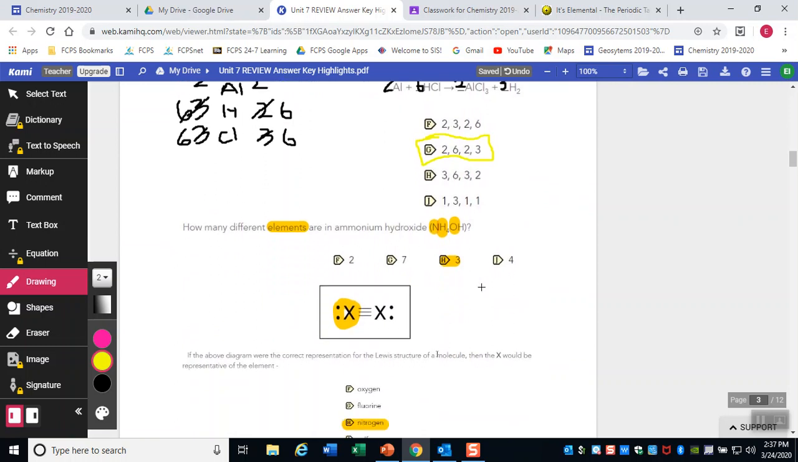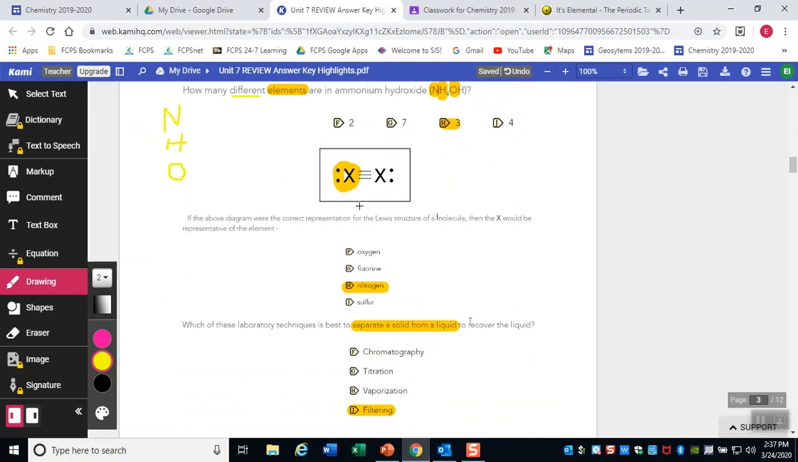Okay, here we go. So how many elements are in ammonium hydroxide? So I have nitrogen, right? You have a hydrogen, and you have oxygen. Those are elements, all right? So you have three different elements.